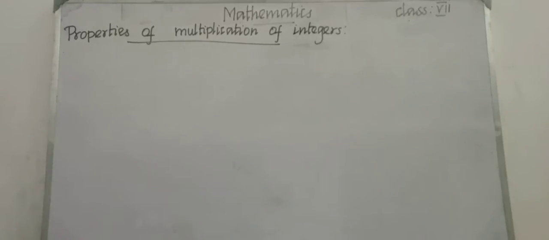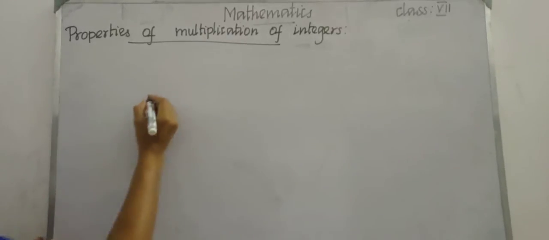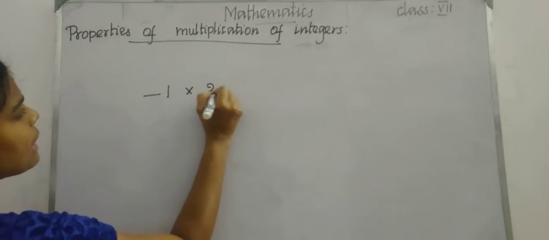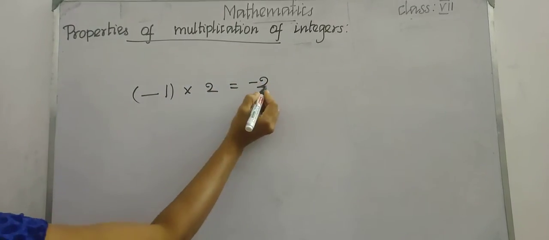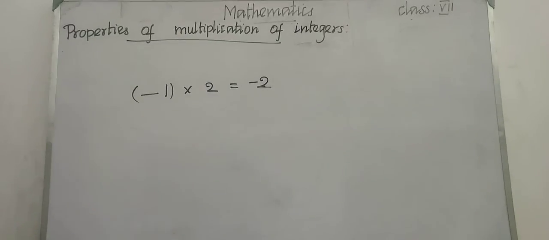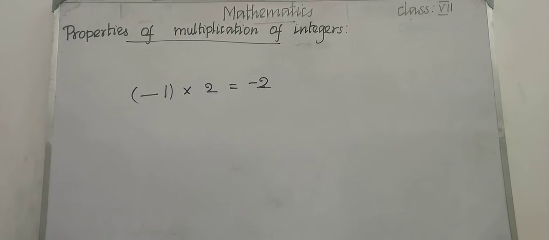Closure property means simply if you are multiplying any two integers, you will get the answer as an integer, right? So we can say multiplication of integers is closed under... integers are closed under multiplication, okay children, likewise we can say. So multiplication of integers have closure property. And then what is the next property we have learnt?